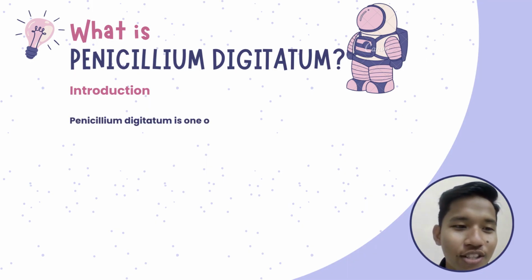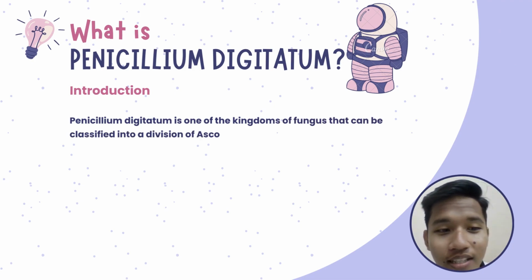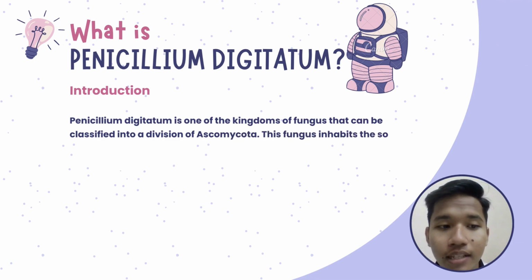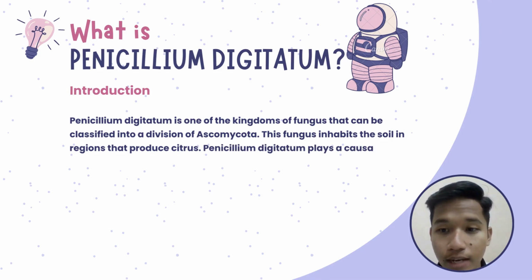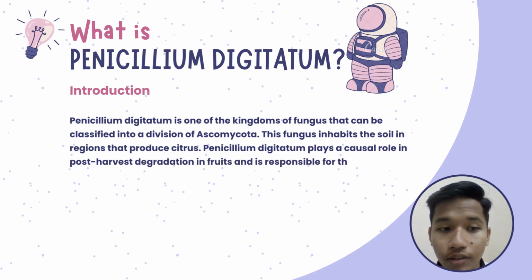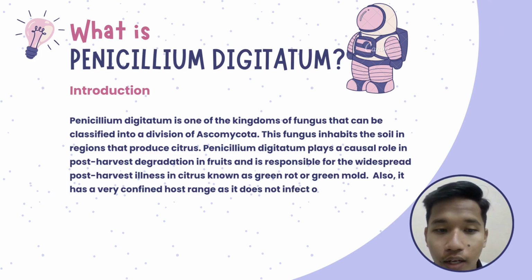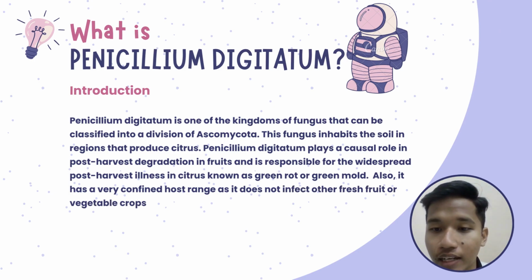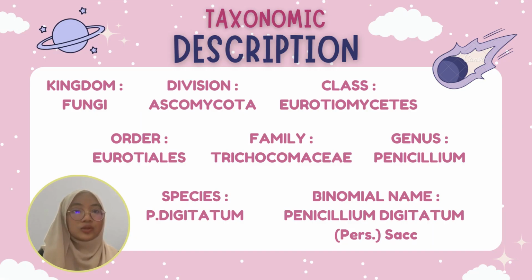Okay, so for the introduction of Penicillium digitatum, what is Penicillium digitatum? Penicillium digitatum is a fungus that can be classified into the division Ascomycota. This fungus inhabits the soil in regions that produce citrus. Penicillium digitatum plays a causal role in post-harvest degradation in fruit and is responsible for the widespread post-harvest illness in citrus known as green rot or green mold. Also, it has a very confined host range as it does not infect other fresh fruit or vegetable crops under normal conditions. Now we will move to the taxonomic description.